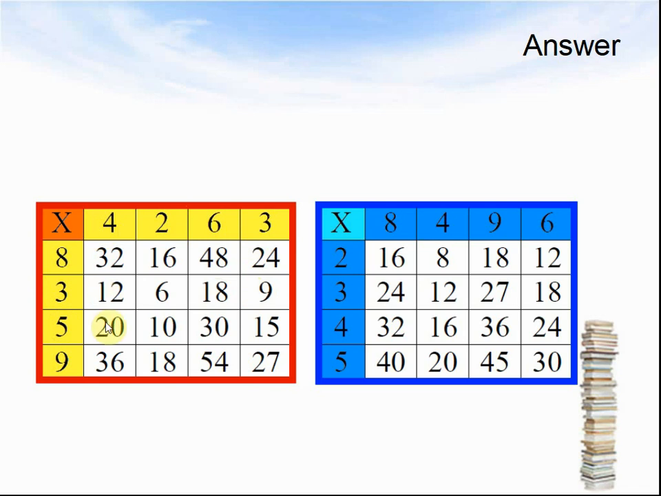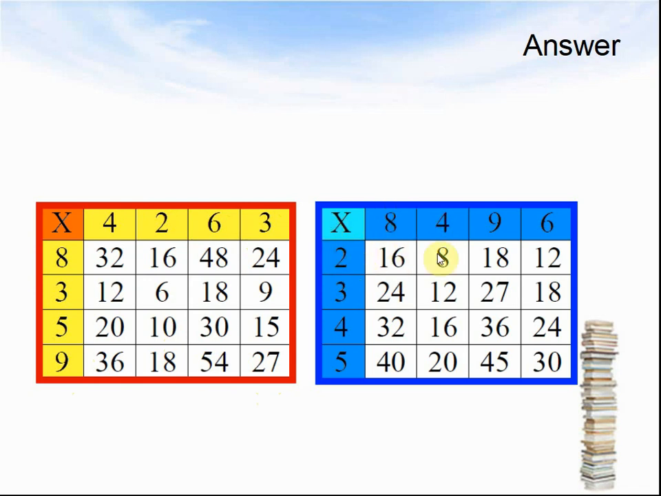5 times 4 is 20. 5 times 2 is 10. 5 times 6 is 30. 5 times 3 is 15. 9 times 4 is 36. 9 times 2 is 18. 9 times 6 is 54. 9 times 3 is 27. And the grid 2, 2 times 8 is 16.